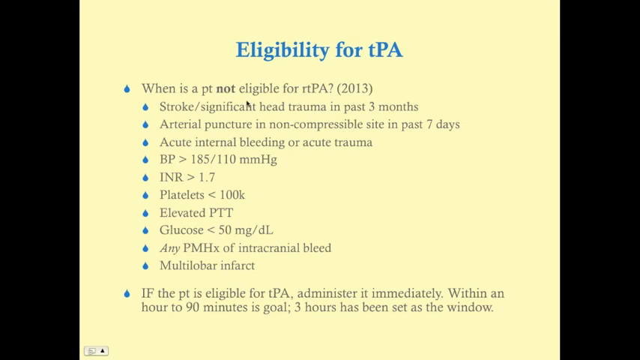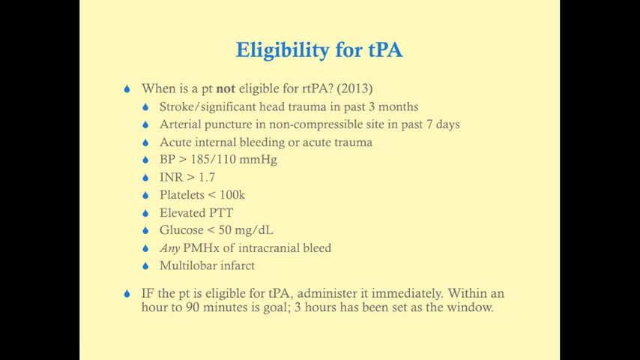Now, for TPA, as far as the big contraindications, the big ones to remember are any past medical history of intracranial bleed, blood pressure greater than 185 over 110, and significant head trauma in the past 3 months. I would say if you have to memorize any three, I would remember those three.